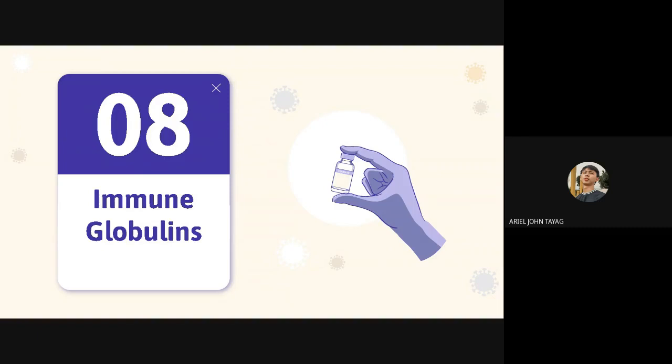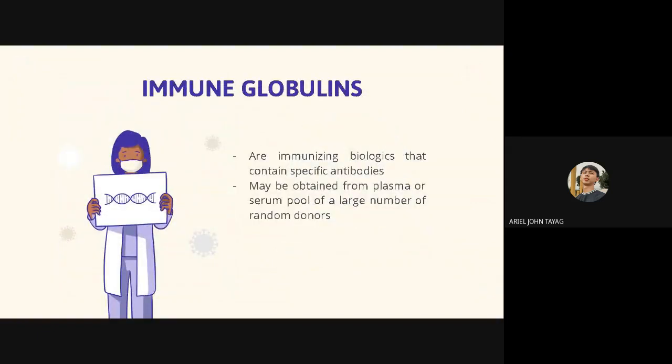Moving on, we have here the immune globulins. Immune globulins are immunizing biologics that contain specific antibodies. It is derived from the blood of humans who have survived an attack of a specific disease or who have been immunized. It may be obtained from plasma or serum pool of a large number of random donors or from a limited number of individuals who have been hyperimmunized against a specific antigenic material.